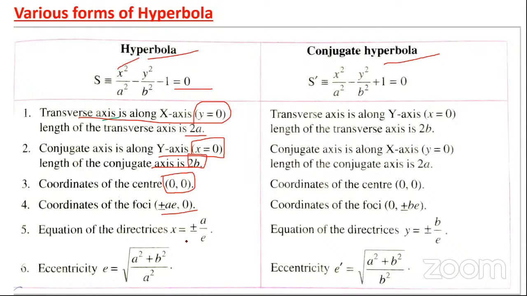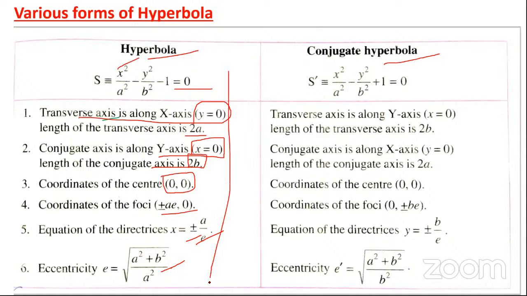So the equation of the directrix in the same one is x equal to plus or minus a by e. And the eccentricity, from b square equal to a square times (e square minus 1), we get e as under root of (a square plus b square) by a square.